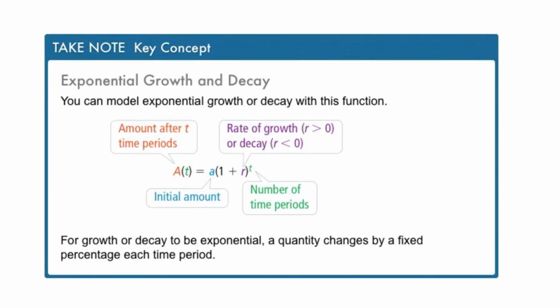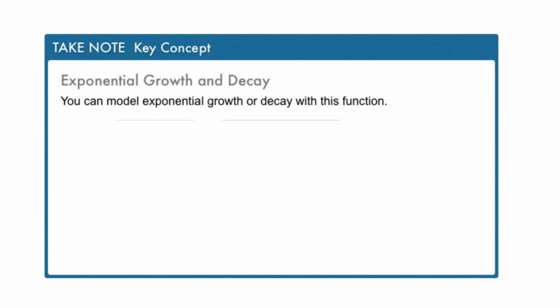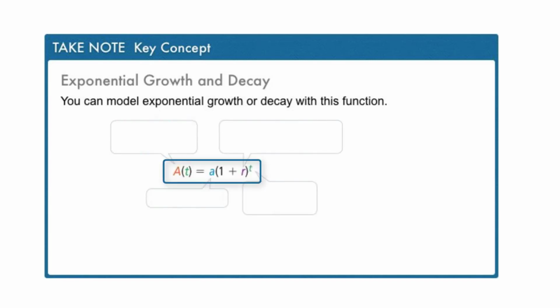Take note, key concept: exponential growth and decay. You can model exponential growth or decay with this function. A of t equals a times the sum 1 plus r raised to the t power. In this case, A of t, the function, represents the amount after t time periods. Lowercase a is the initial amount.